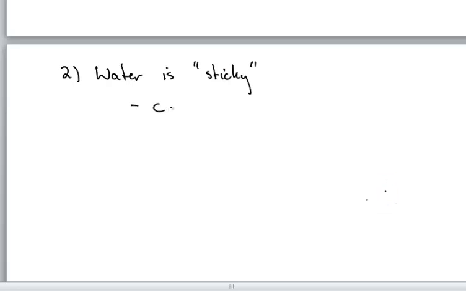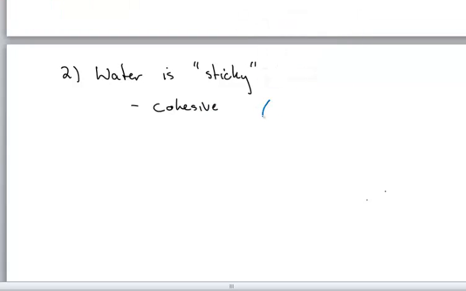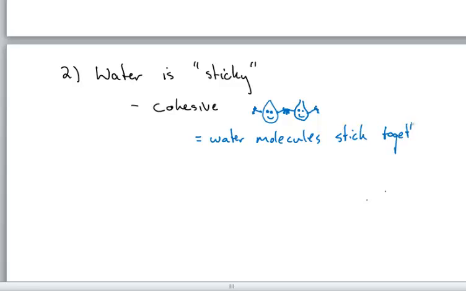What we mean by sticky is, one, it is cohesive. Meaning we have two little water molecules. They like to stick together. Okay, so cohesive equals water molecules stick together to each other due to the hydrogen bonds.